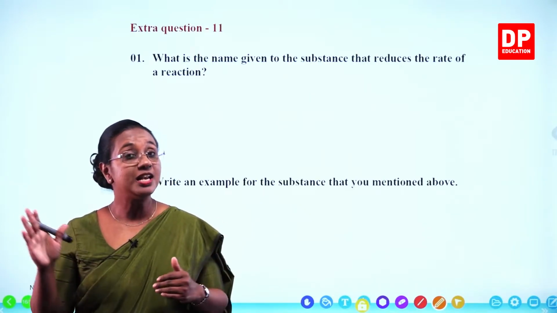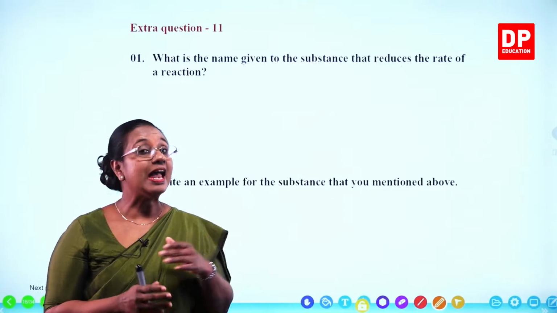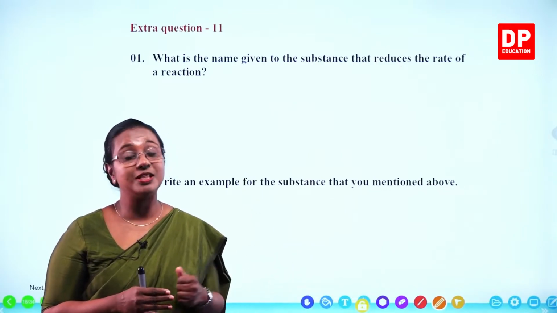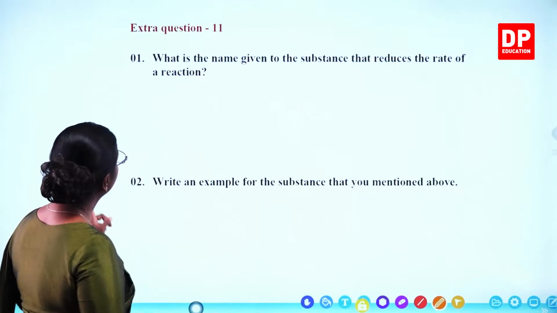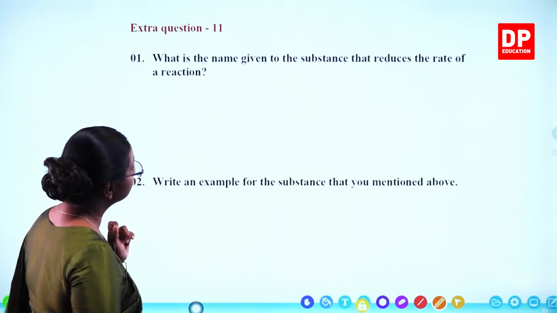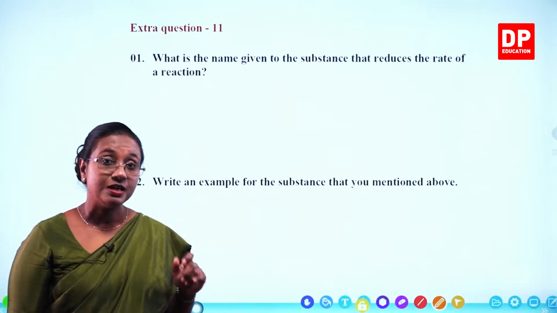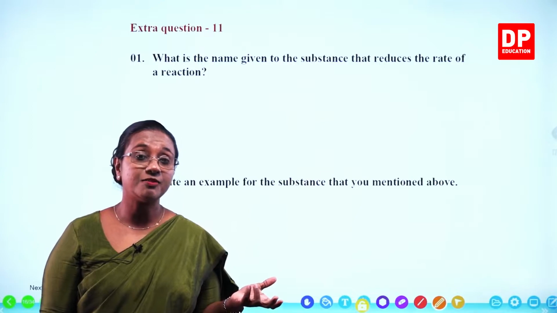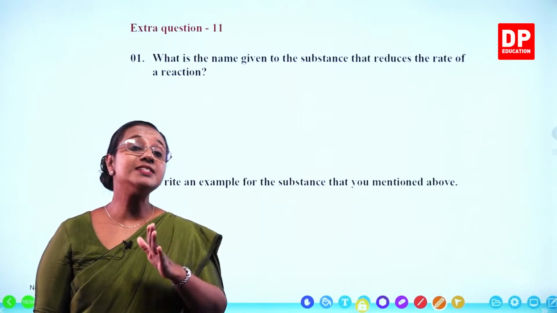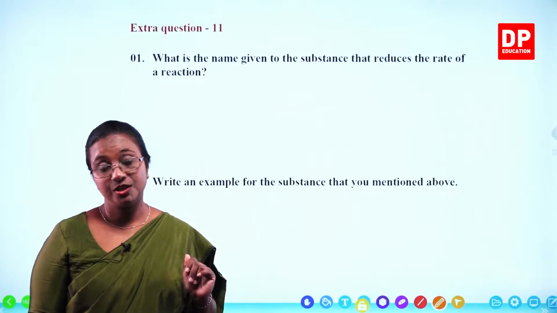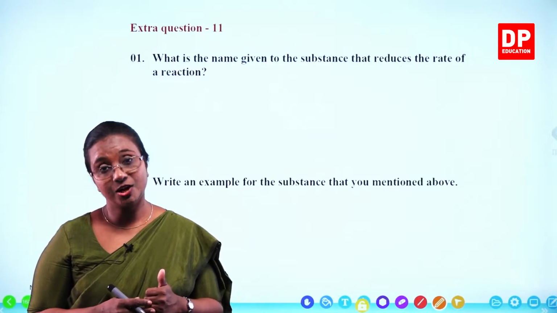I am sure, like you all did before, you will answer the questions by yourself first and then you will compare your answer with my discussion. Extra question 11. What is the name given to the substance that reduces the rate of a reaction? We say the factors that affect rate of reaction. Under that we discuss catalyst. Catalyst always increases the rate of reaction. But the inhibitors decrease the rate of reaction.